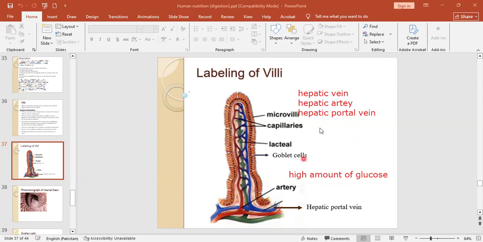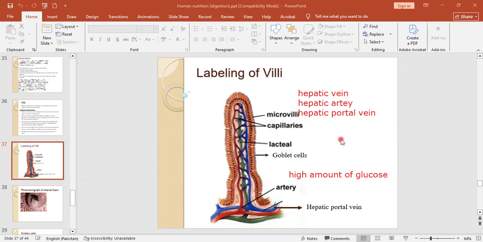So the hepatic vein is the one which takes the deoxygenated blood away from the liver. Hepatic artery is the one which brings the oxygenated blood to the liver. It also has glucose, but not in a higher amount. Okay, because arteries contain glucose because they are supposed to transport the nutrients to the cells. But the hepatic portal vein, which is carrying the absorbed food directly from the villi, would have the highest or 100% amount of glucose in it.